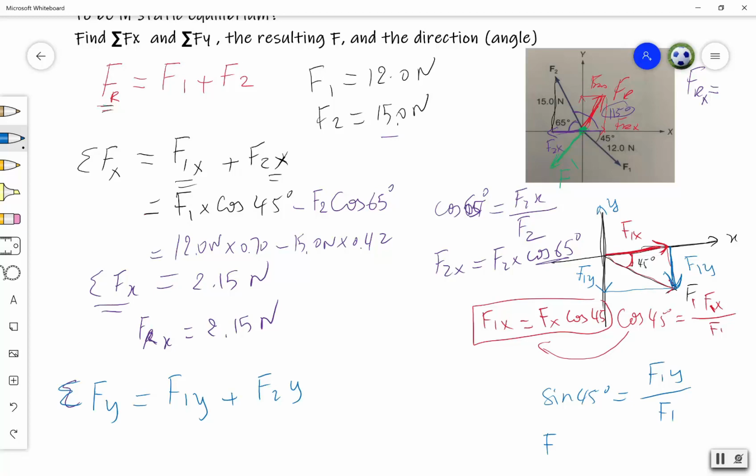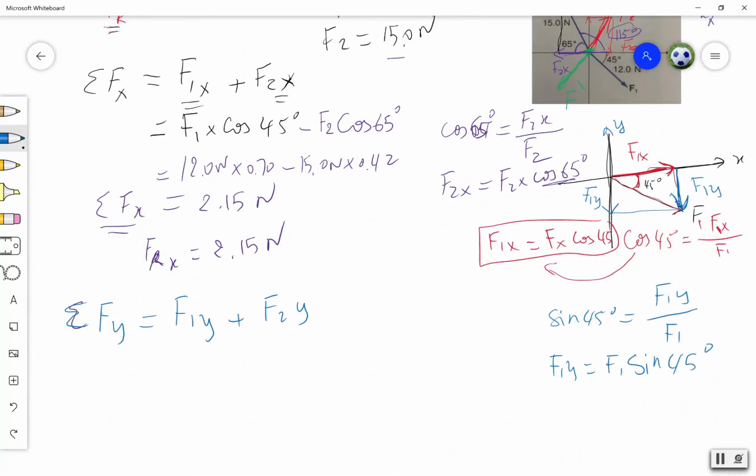So F1y equals F1 times sine 45 degrees. Here, let me replace F1y with its formula, F1 times sine of 45 degrees plus. Now, just one thing here. This is in the opposite direction of the y-axis, so it has to have a minus here. Very important, minus. Don't forget that.